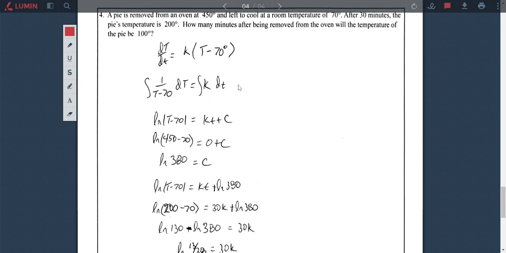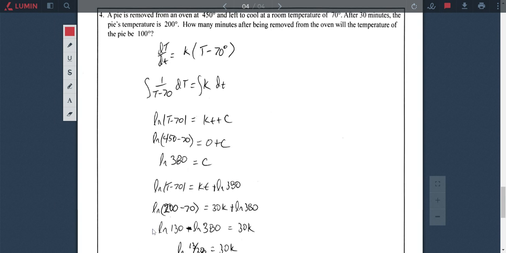Divide by T minus 70. T is positive, so we're going to get a positive natural log absolute value of T minus 70. Over here on the right, I integrate K, I get KT plus C. And it says after 30 minutes, the pie's temperature is 200, so we're going to plug 200 in for, whoops, I forgot to do 450. So we have to plug 450 in first at time T equals 0. So the natural log of 380 is C, so I plug that in.